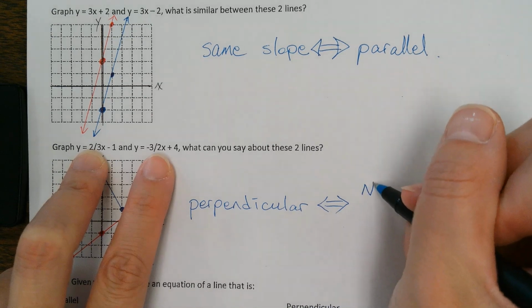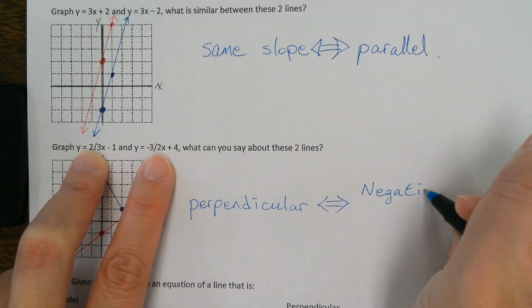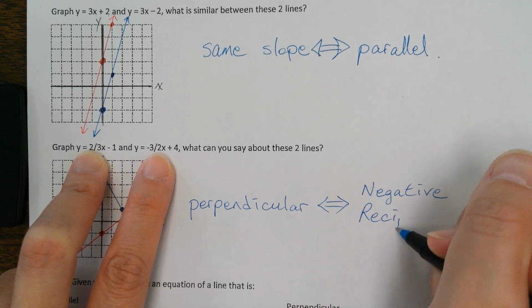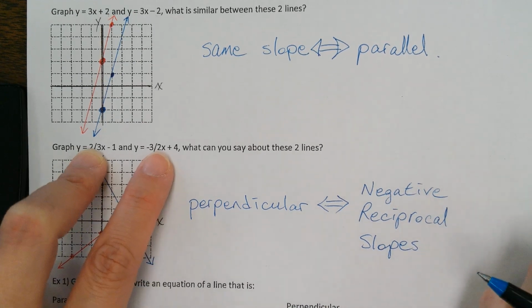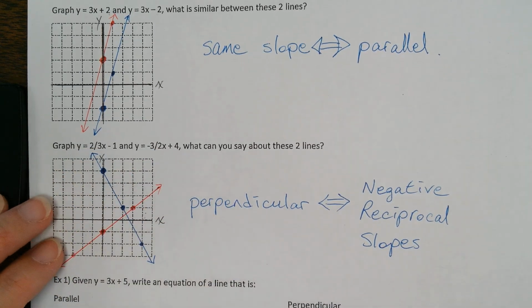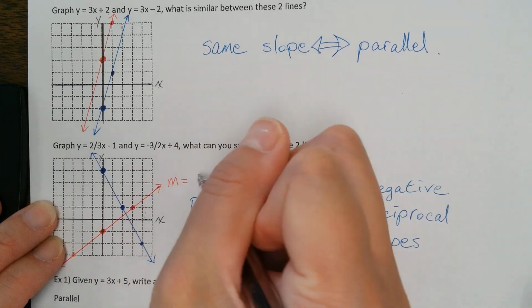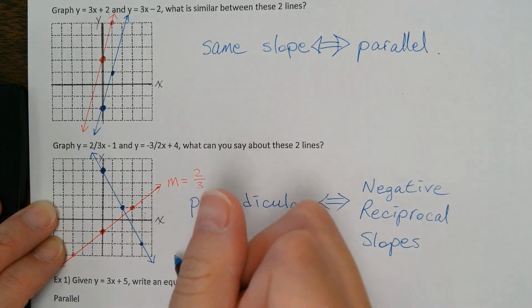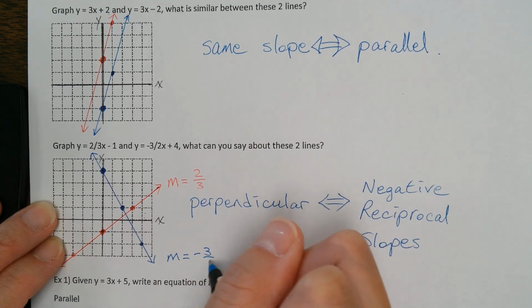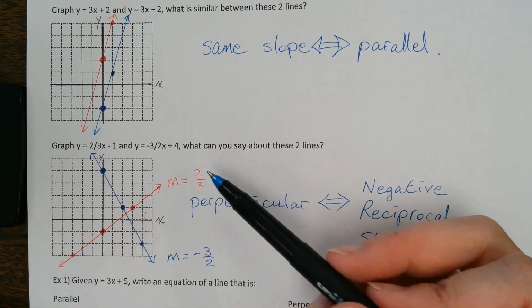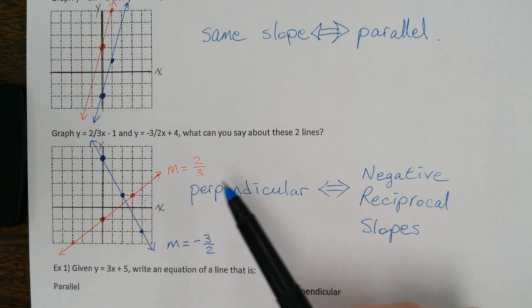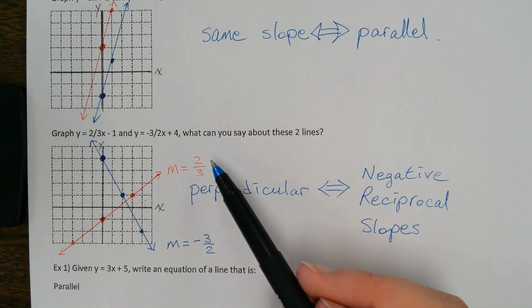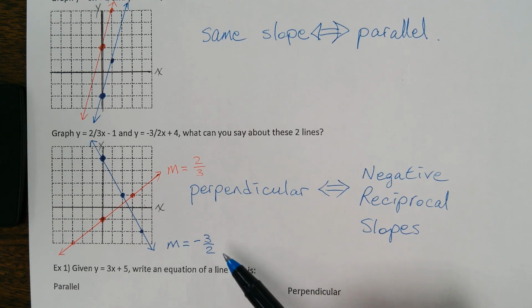Yeah, negative reciprocal slopes. Okay, we talked about this on Thursday. So this slope right here for the m, this slope was 2 over 3. And this slope right here was -3 over 2. Okay, so remember, it's not just negative, it's not just reciprocal, but both. So negative reciprocal. If it's positive, it becomes negative, and then 2/3 becomes 3/2.